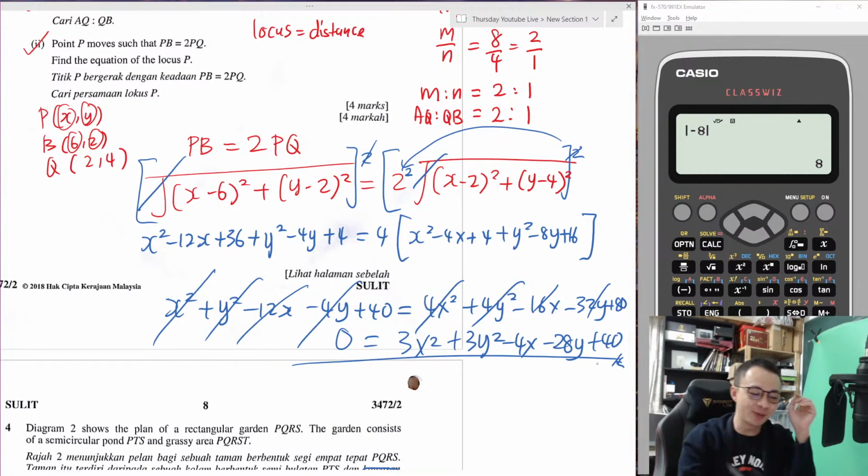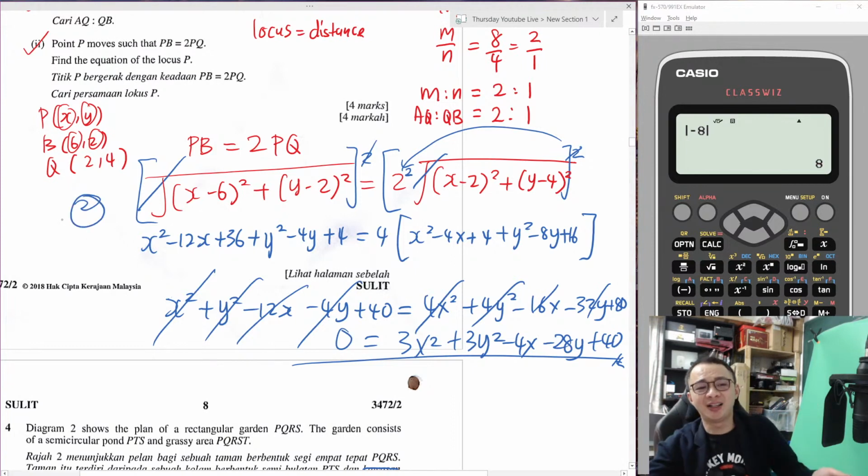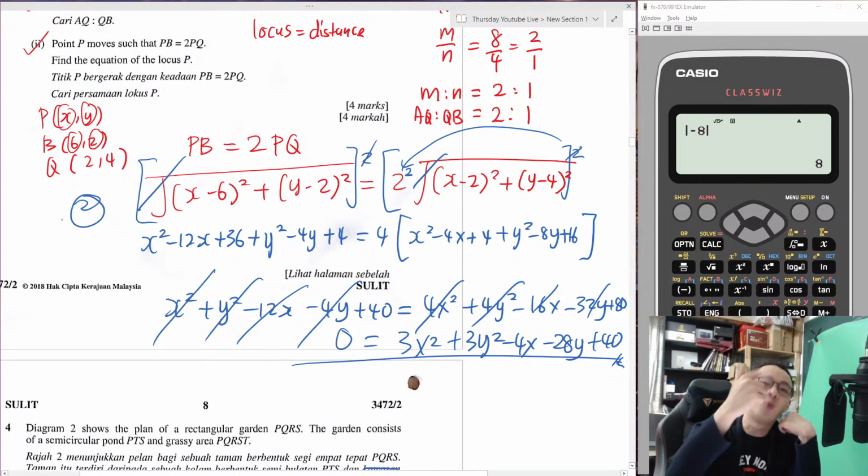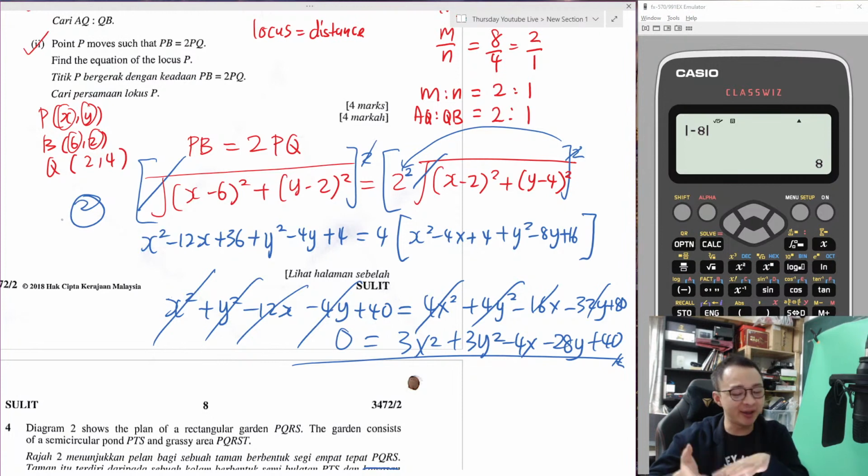Yeah, it's another 2 marks. It's not really hard. As long as you know the distance formula, then you just expand slowly, and you should be able to get the equation of locus easily. Normally, if I want to arrange the equation of locus, I will start with the x squared, y squared, x, y, and number. This is how I will arrange it, and always I will make it equal to 0.